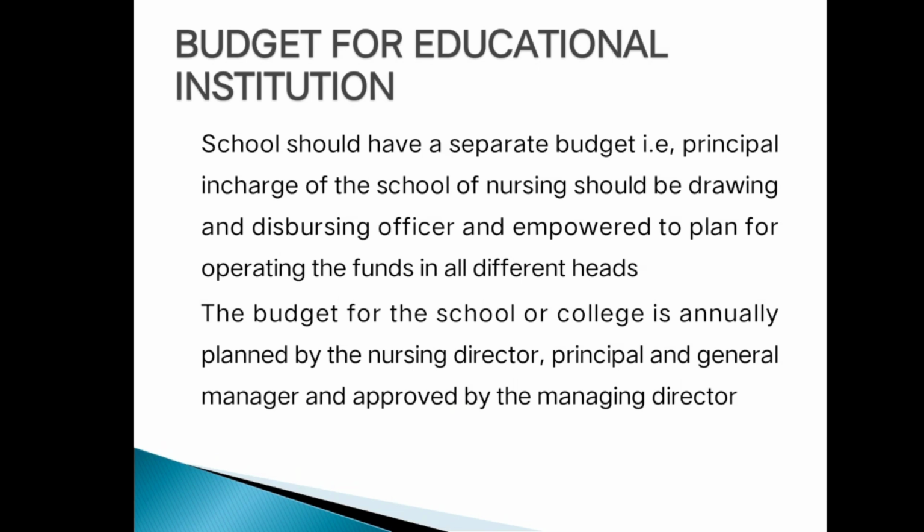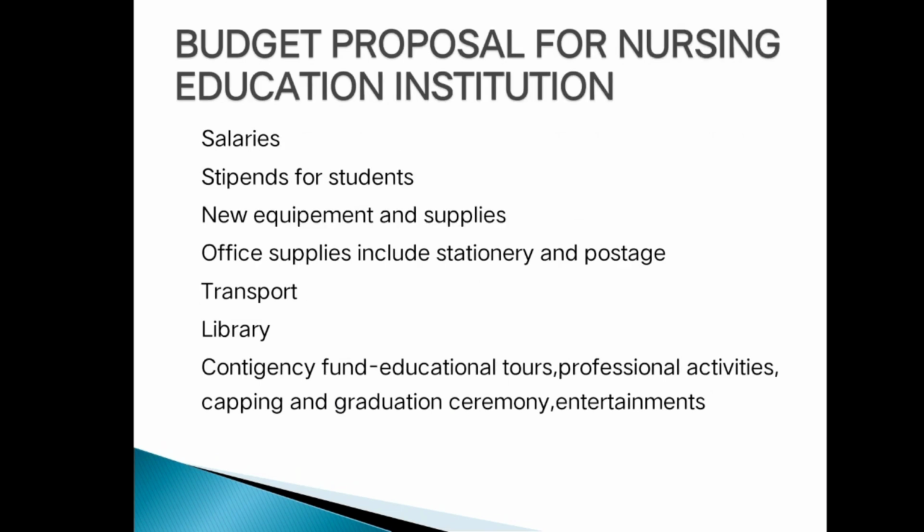The members involved in the budgeting process, that is the disbursing officer, the principal and the nursing director, are the members taking part in the budgeting process. They will review the budget, and they will state the need for the budget. That means if they want any procurement of particular equipment or items, they will approach the head of the institution, that is the managing director. Then only the managing director will give the approval to the school of nursing and college of nursing.